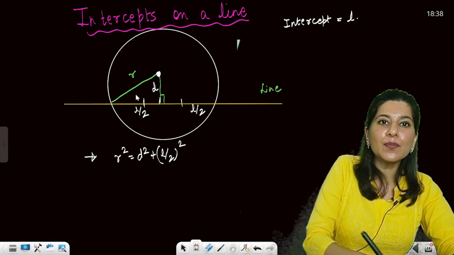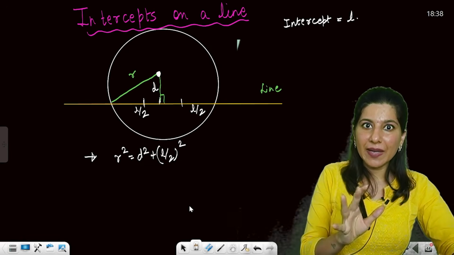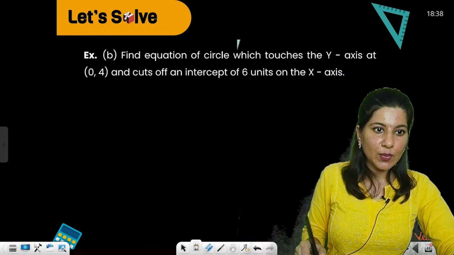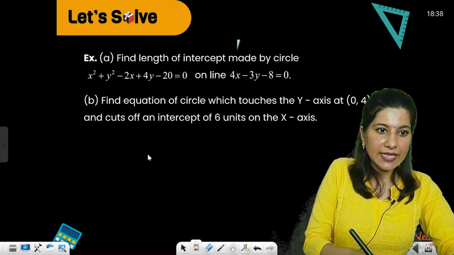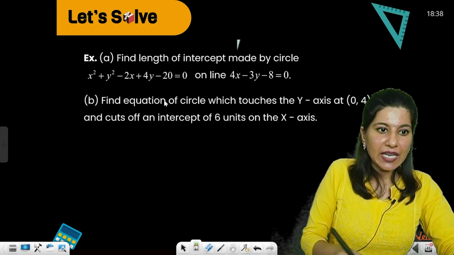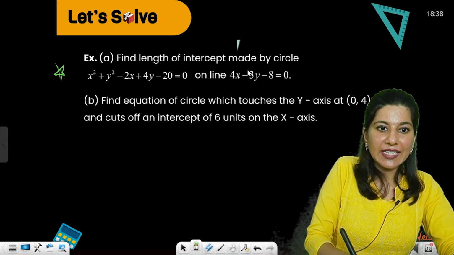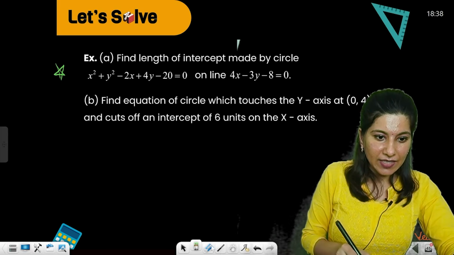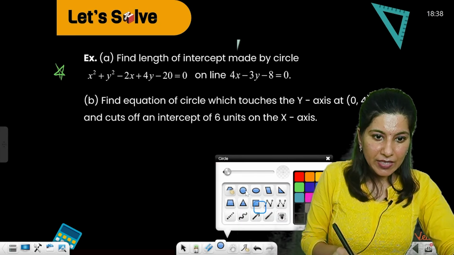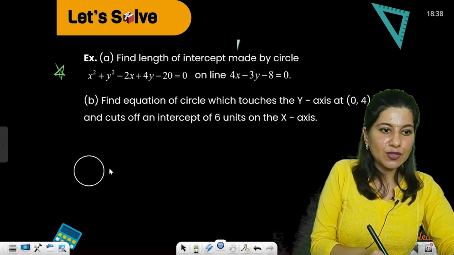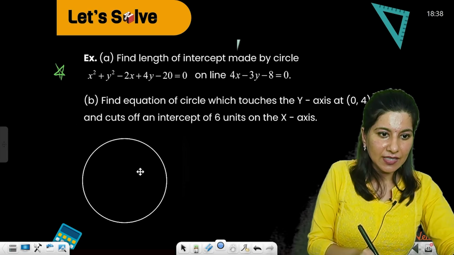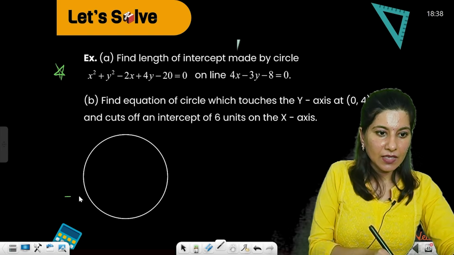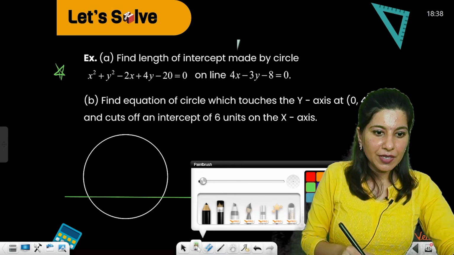There will be so many problems which will be solved just by this diagram if you are able to plot this diagram. Okay, let's do one question. Okay, yes. So now this question A part says find the length of intercept made by this circle on this line. Again, I'm going to draw the same thing. Okay, Hannah, do not worry about this. This is a template based question. So A part, you have this circle, right? Then you have this line. Diagram you have to draw.